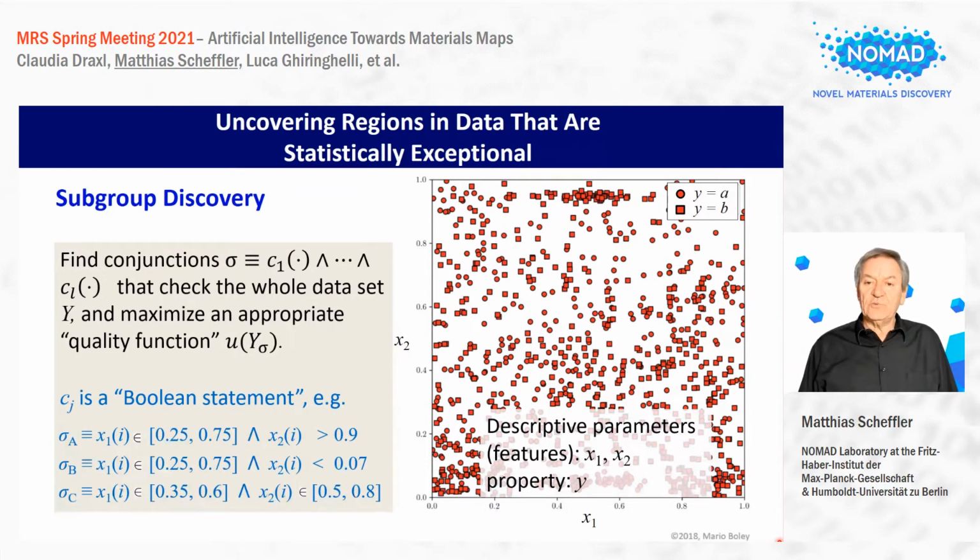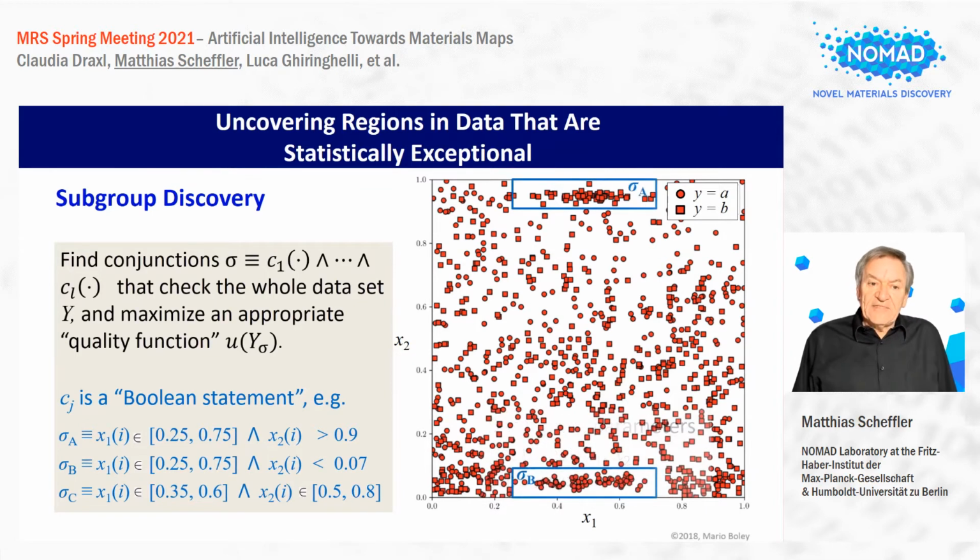In more mathematical words, we like to find Boolean conditions, also called selectors, which may be combined into a conjunction. And we like to maximize a quality function which addresses our target property. This quality function is predefined, but the Boolean conditions and the coordinate systems are not. They need to be identified by the subgroup discovery procedure. For this tutorial figure, one conjunction could be like this. x1 should be between 0.25 and 0.75, and x2 should be bigger than 0.9. This conjunction defines the just mentioned group, which is 100% pure, all squares.